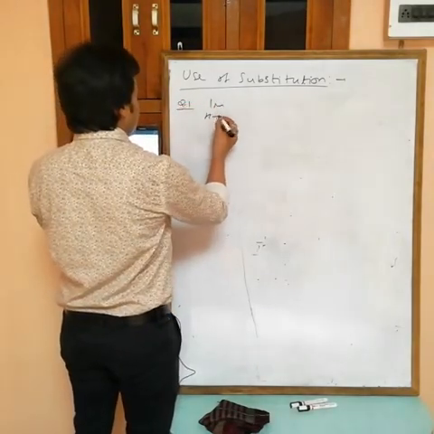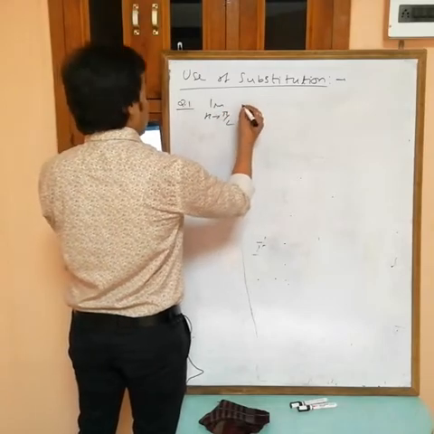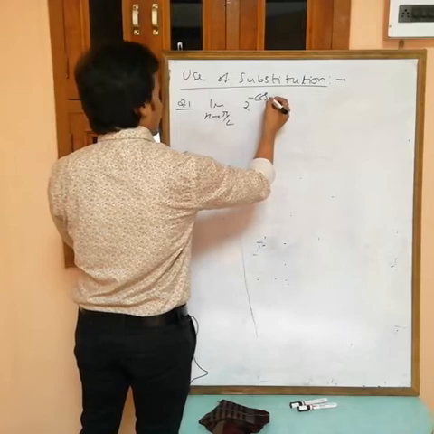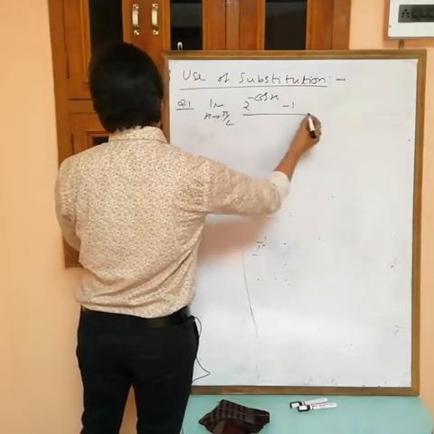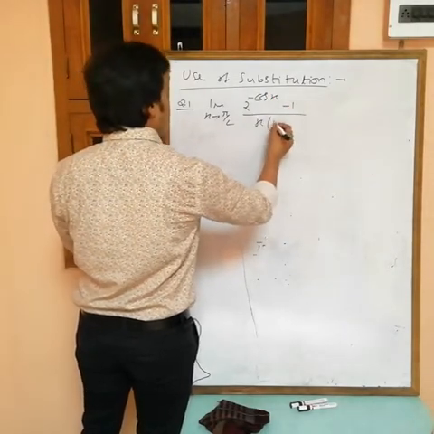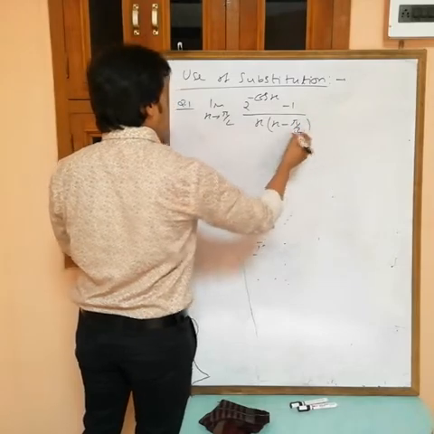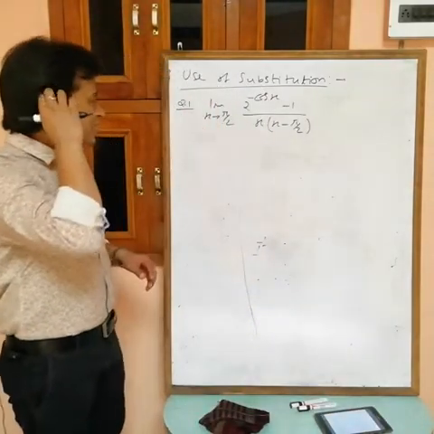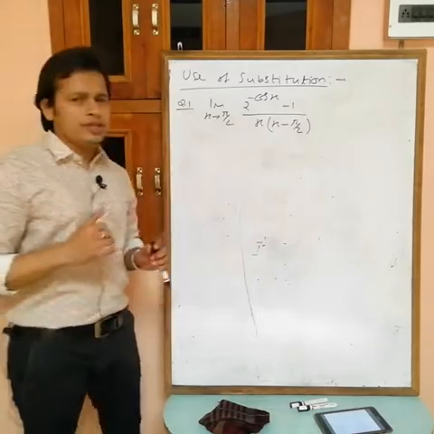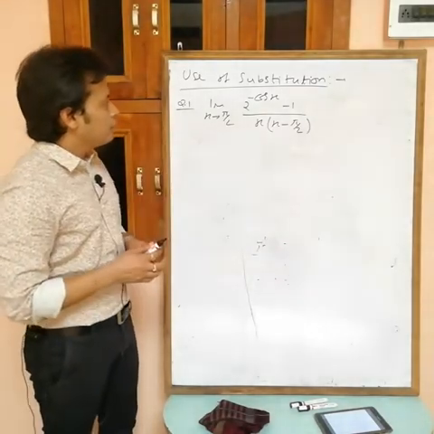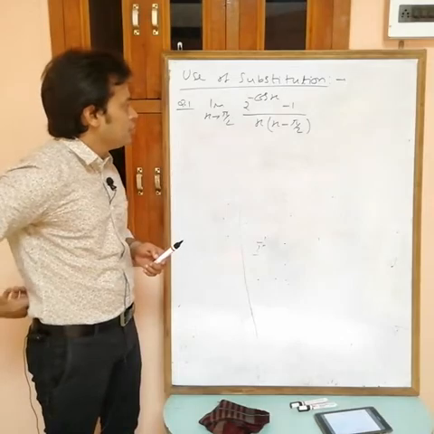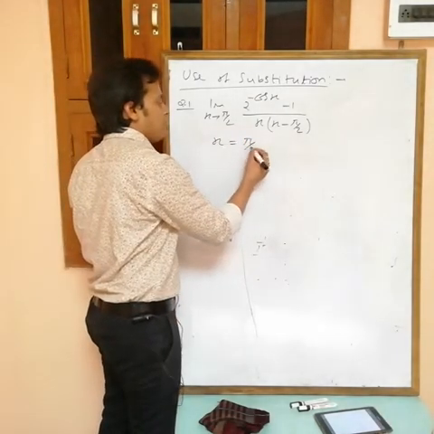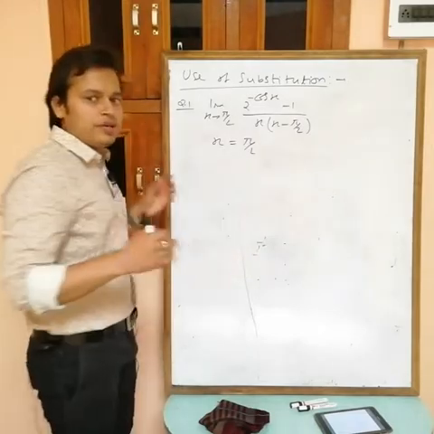Limit x tending to pi by 2 power minus, (2^(cos x) minus 1) by x into (x minus pi by 2). Now I want the limit of this one. And now see, here we have x tending to pi by 2 and this is not with respect to any standard limit now. Then can I use... sometimes you can replace x as pi by 2 plus h or minus h. You can use anything now.